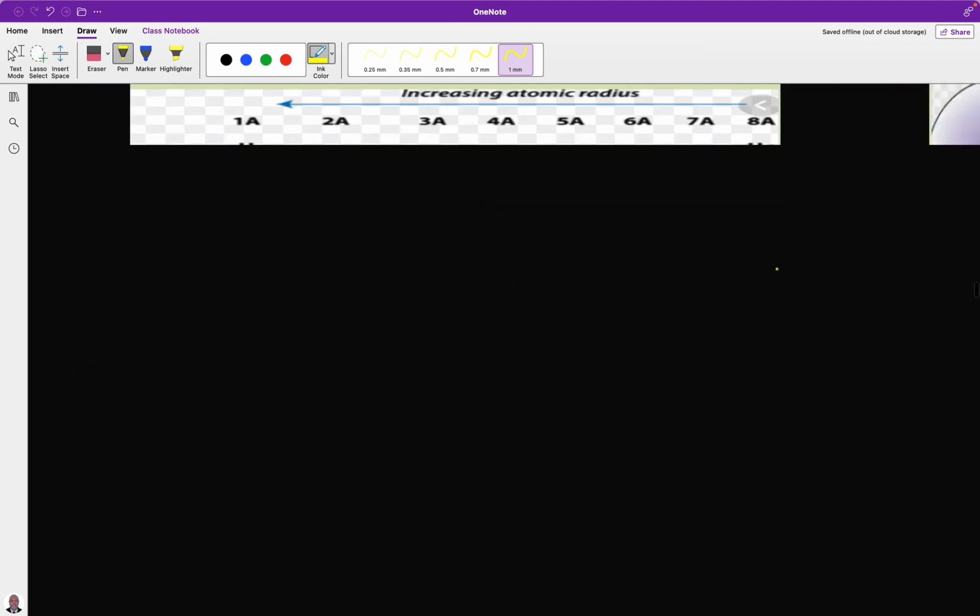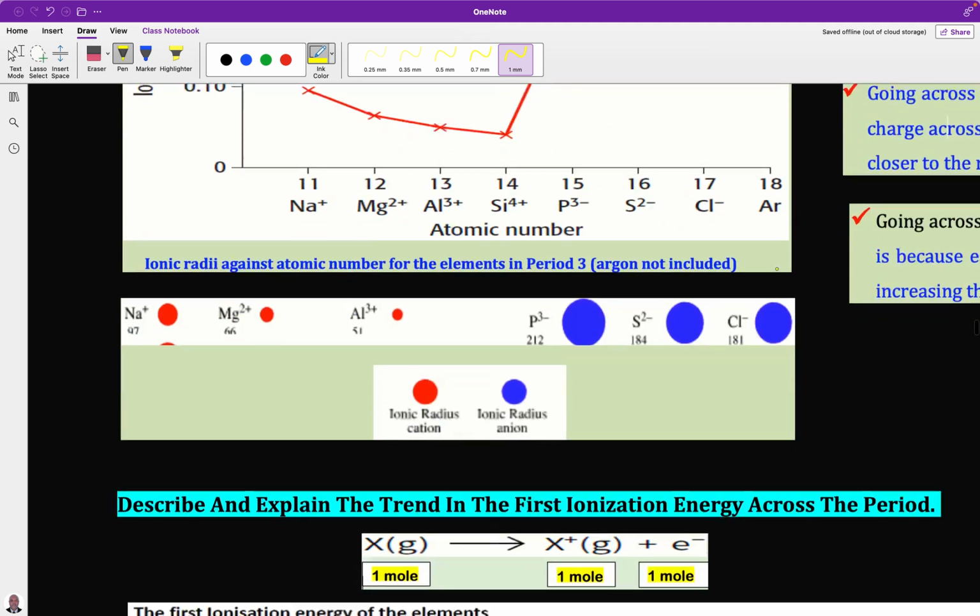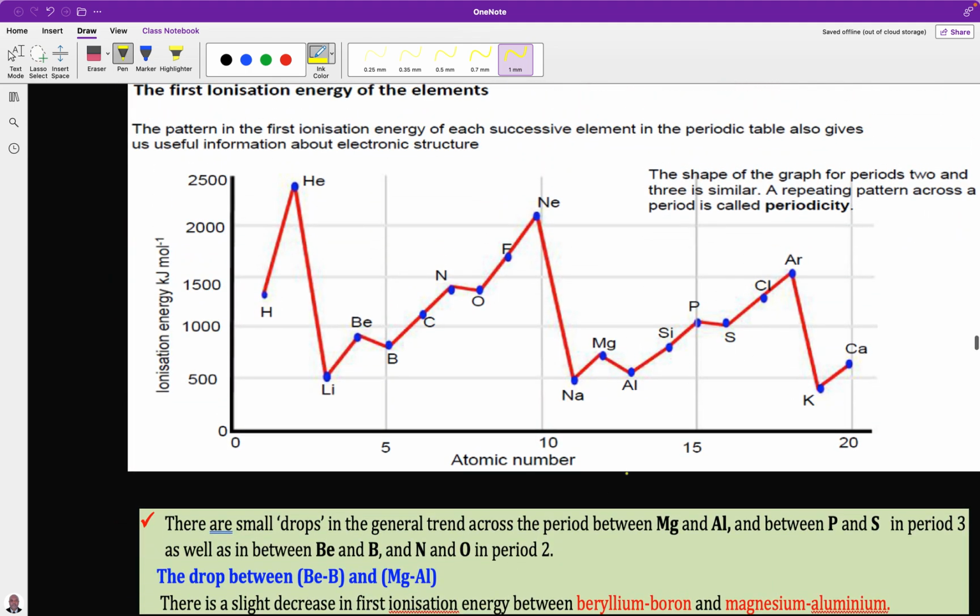If you look at the ionization energy, you will see that there is a pattern there. After beryllium, there is a drop in the ionization energy to boron. Again, after nitrogen, there is a drop in the ionization energy. Let's go to period 3. In period 3, after magnesium, there is a drop. After phosphorus, there is a drop. We will have to give reason why there is a consistent drop after some of these elements.